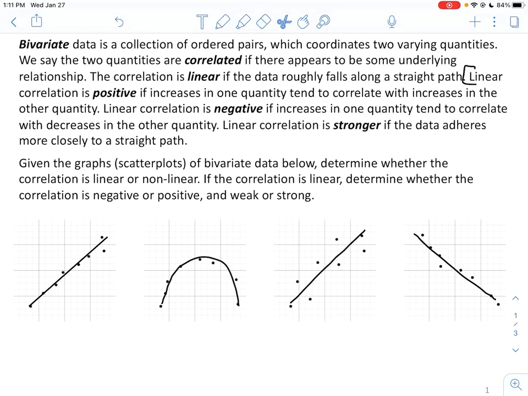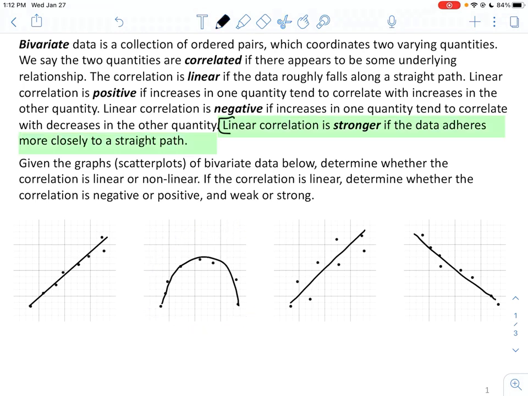And then this last one over here, this one has negative correlation. Linear correlation is negative if increases in one quantity tend to correlate with decreases in the other quantity. And that's what's happening in this fourth graph. As x increases, the data suggests a downward trend in the y-coordinates. So we have a negative linear correlation over there. We don't really talk about positive or negative correlations when we have nonlinear.